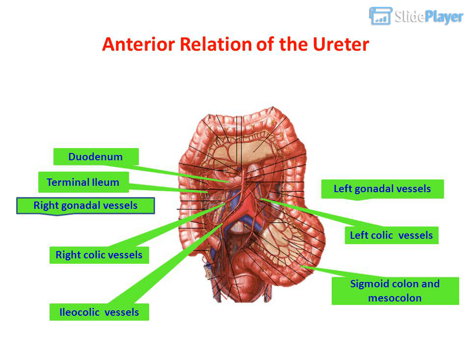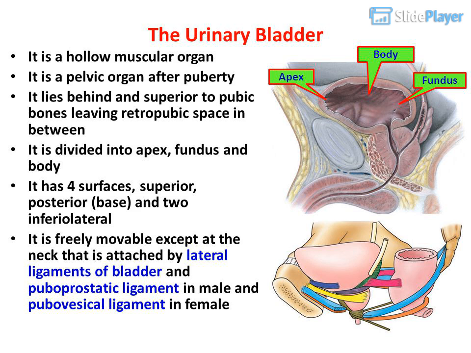Anterior relation of the ureter. Duodenum. Terminal ileum. Left gonadal vessels. Right gonadal vessels. Left colic vessels. Right colic vessels. Sigmoid colon and mesocolon. Ileocolic vessels. The urinary bladder.